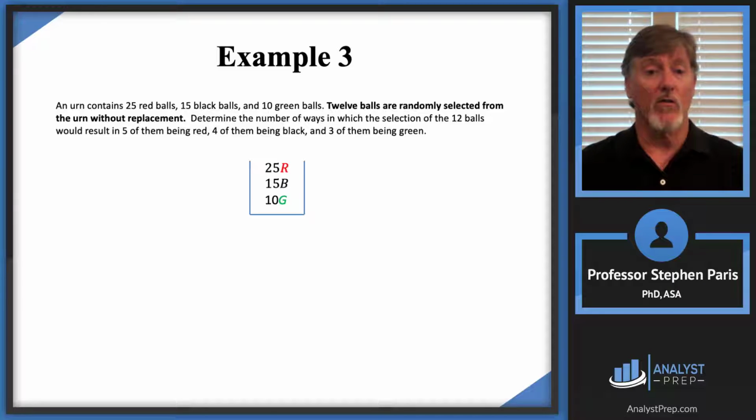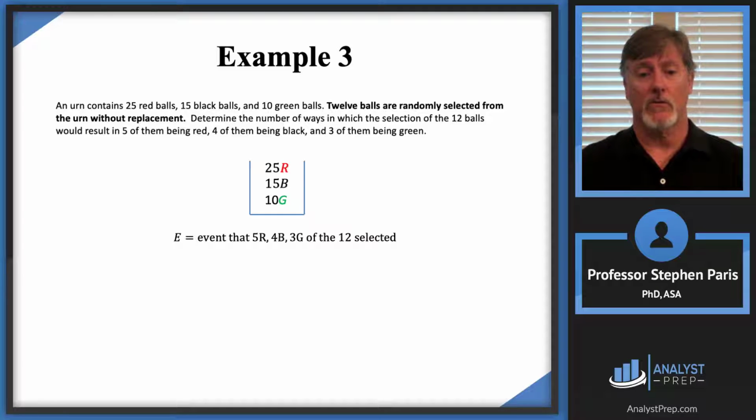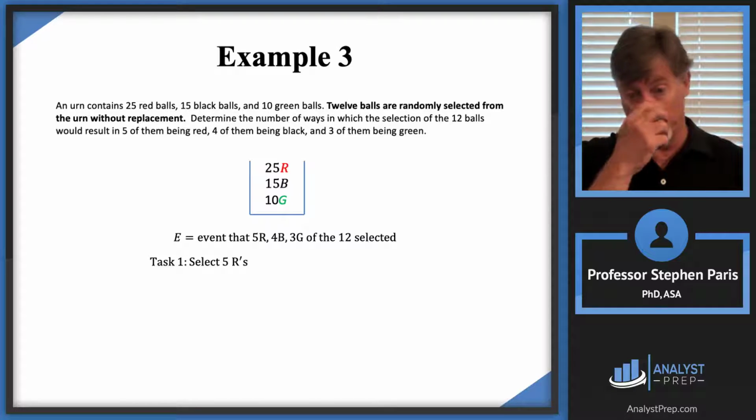What's the number of ways we're counting here? What's the number of ways for this event to occur? The event being that 5 reds, 4 blacks, and 3 greens were selected from the 12 balls. And so, being a counting thing, let's break it down into tasks. That's our job. And our first task will be, well, what is the number of ways that we could have selected the 5 red balls?